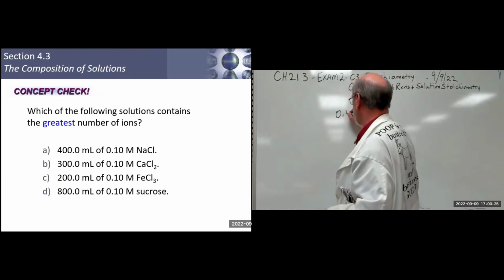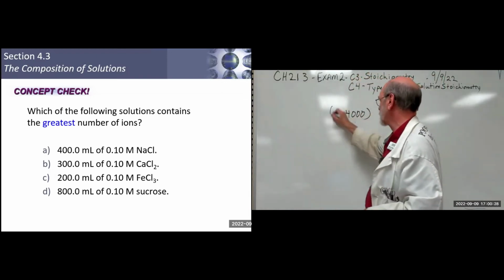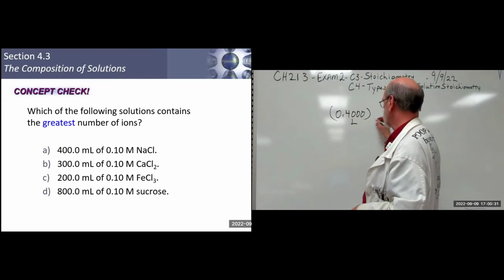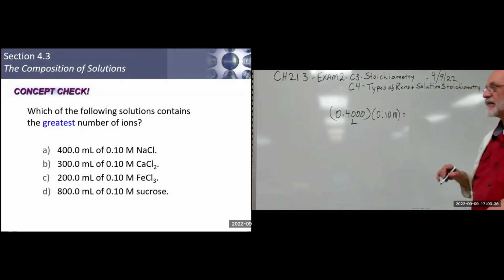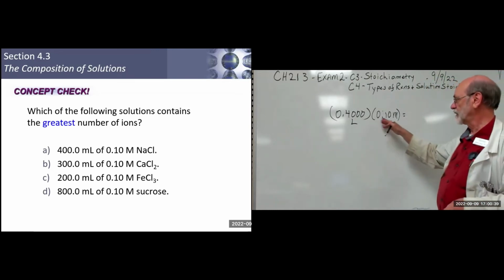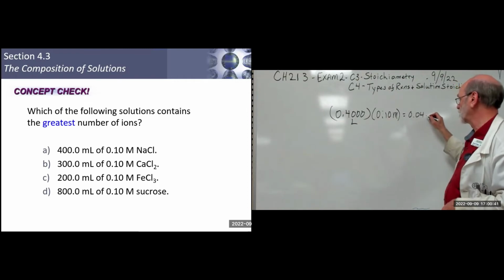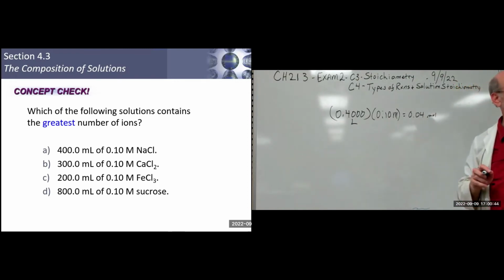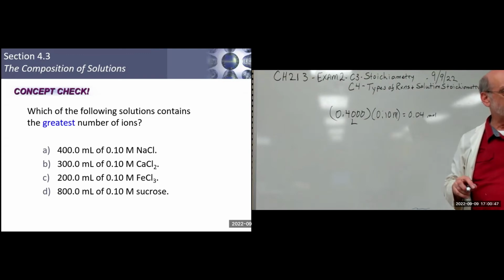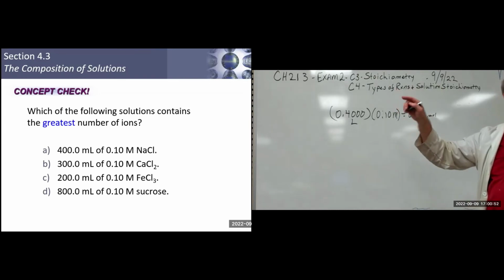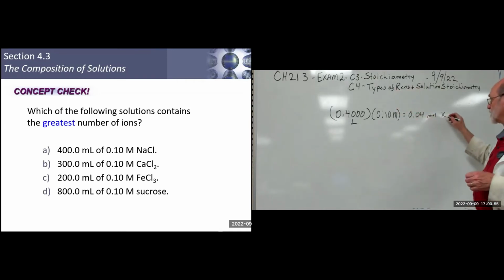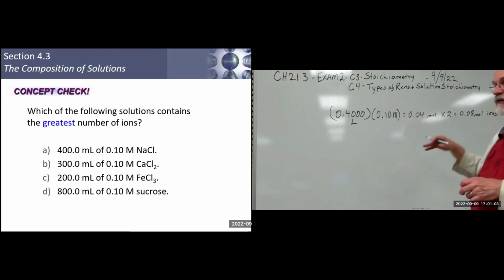So this first one would be 0.4 times, and this is liters, times 0.1 molar. Right, so how many moles of the compound would you have? 0.04 moles, right? How many moles of ions would you have? For every one of these, you have 2, 1 sodium, 1 chloride. So sodium chloride would be times 2, 0.08 ions. And you do that same thing for each one.